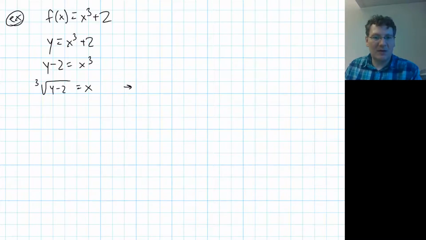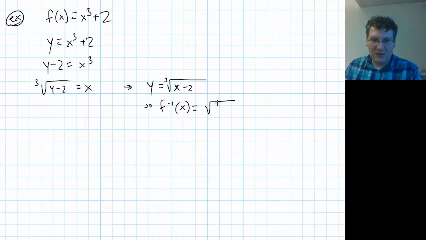And so I'm going to swap the y's and the x's. y equals the cube root of x minus 2. And so f inverse of x is going to be the cube root of x minus 2.